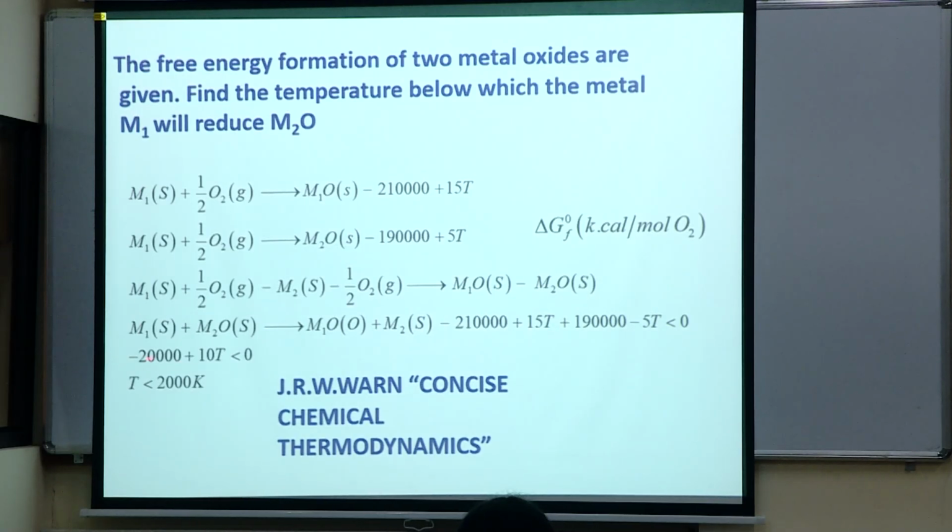Then you find out that the whole delta G should be negative. That will happen when T is less than 2000 Kelvin. So you can use any temperature lower than 2000 Kelvin. That is the power of the Gibbs free energy change.